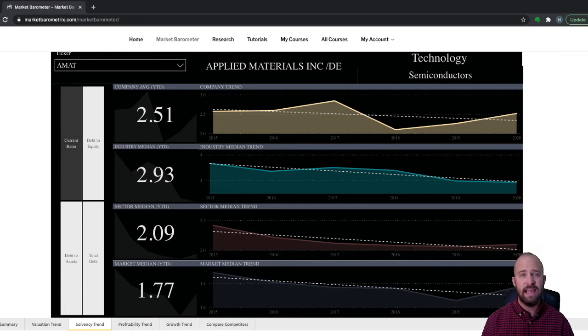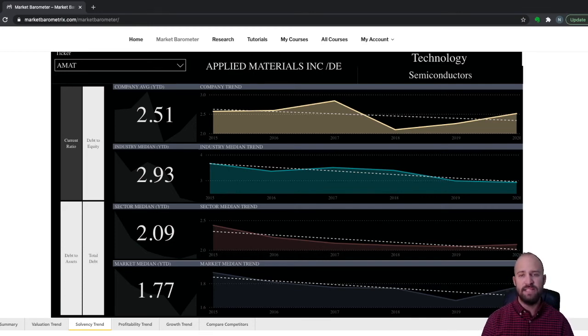So with a year-to-date average current ratio of 2.51, Applied Materials is more or less in line with the industry median of 2.93. And again, comparing a company to its industry is, to me, the most important comparison that we can make, because companies that share the same industry are essentially in the same line of work, right? Their businesses are going to be very similar, and they're going to be each other's direct competitors. So these companies make the most sense to make direct comparisons to the company in question.